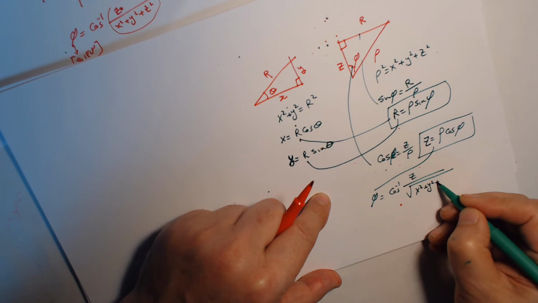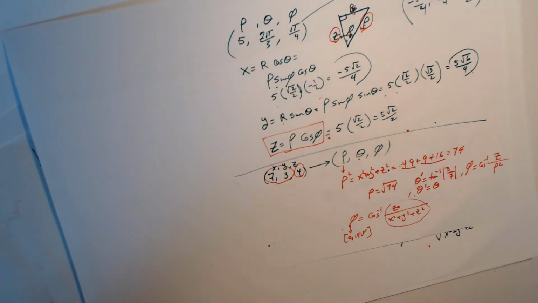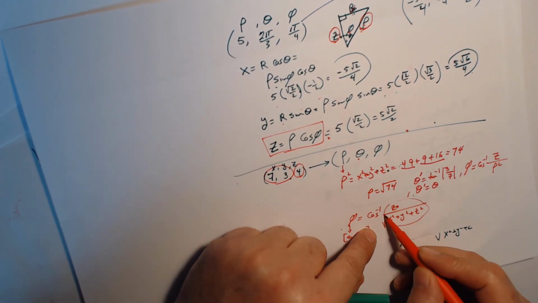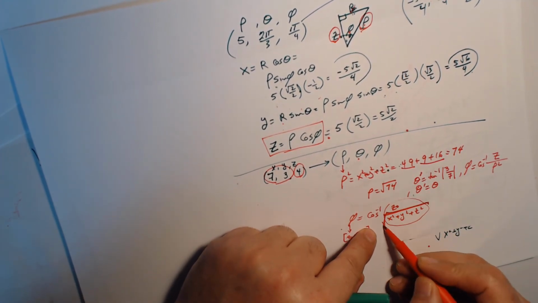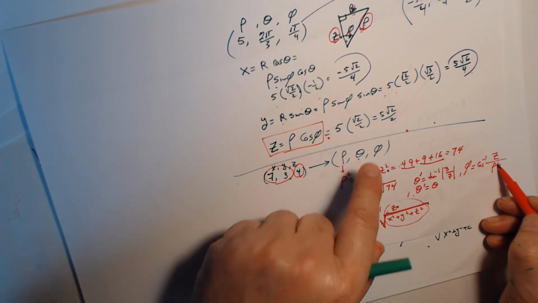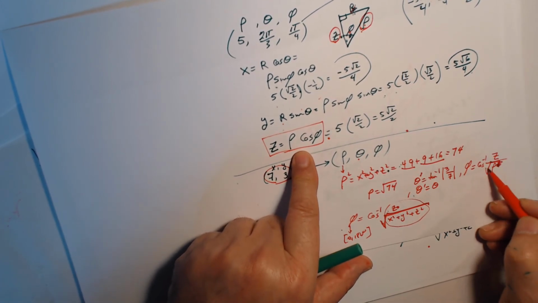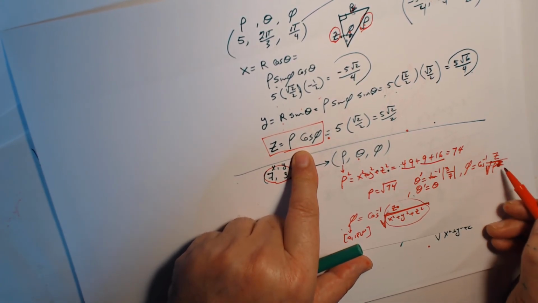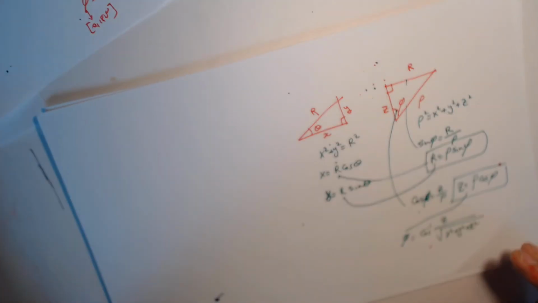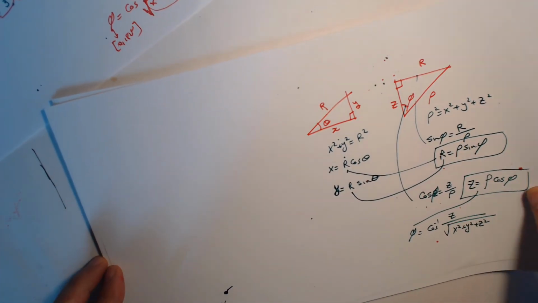Someplace I made a mistake a few minutes ago, just like that one. Because in here, your phi is inverse cosine of z over rho, and I forgot to put the rho inside the square root. This is only a rho, not rho square. That should be a square root of rho square, and that should become only a rho. Sorry for that mistake. Therefore, from these two triangles, you can learn many things.